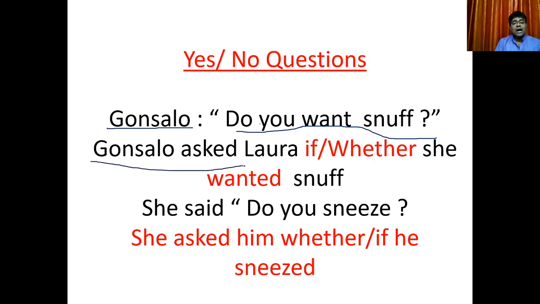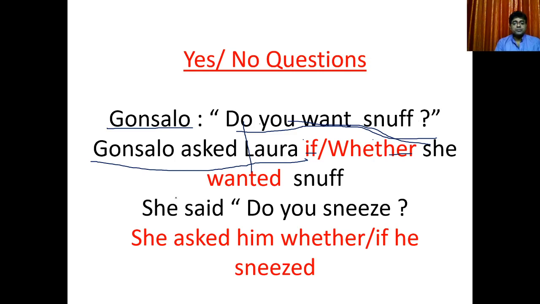So, "Do you want snuff?" Gonzalo asked Laura. Remember, it's a question, so "asked" Laura. Then "if" or "whether," you can use any one. Let me use "whether." So Gonzalo asked Laura whether she wanted snuff. See, "you" has been changed into "she." Then "do you want" has been changed into past tense, "wanted." Do plus want is present tense; in the past tense it will be did plus want, which is equal to "wanted." And you can see here the inverted commas disappear and the question mark disappears. I told you punctuation marks disappear when they come to indirect speech.